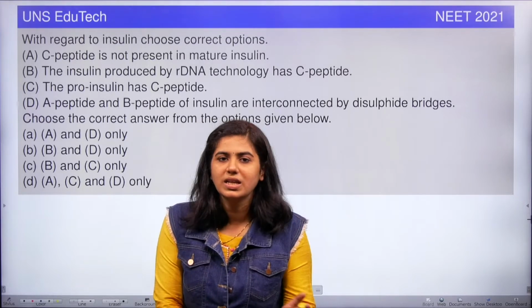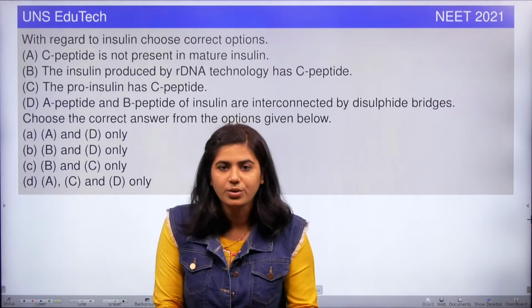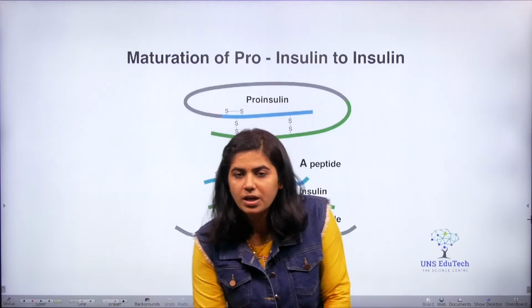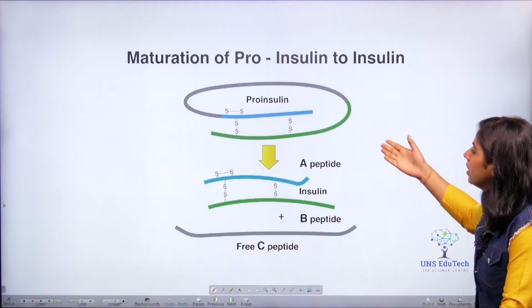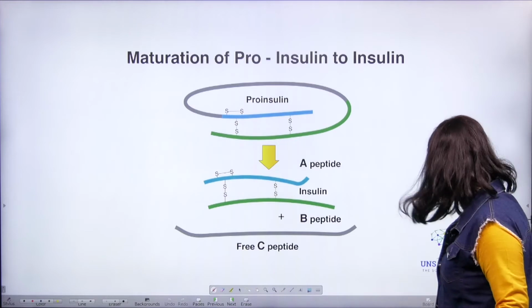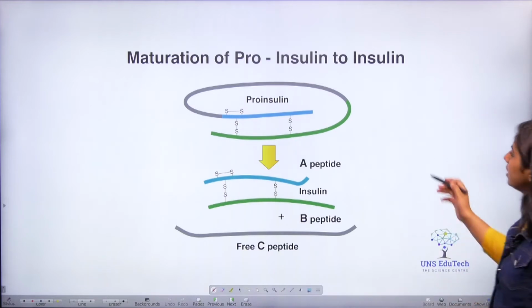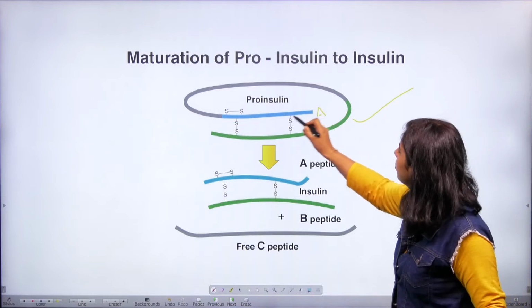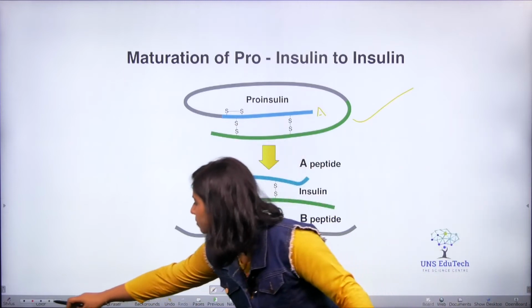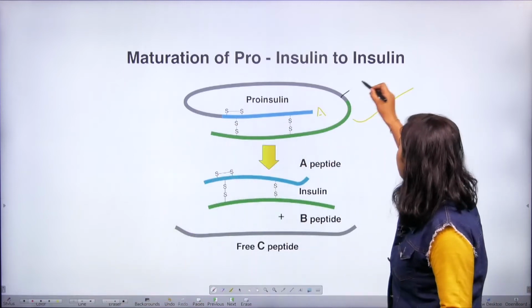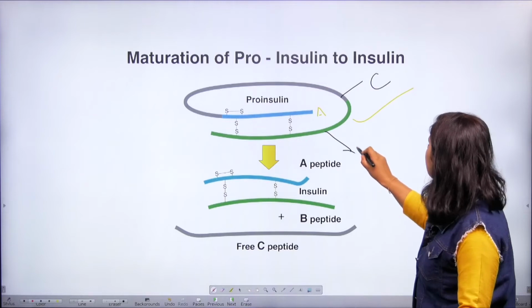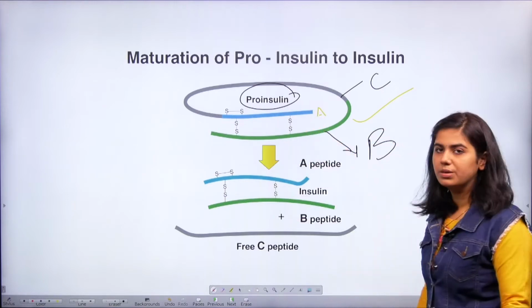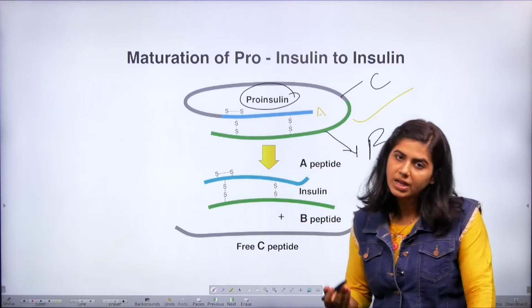So as usual, let's see what is insulin, how it is produced, what is rDNA technology, and let's come to the answer. In your text, you might have gone through a picture like this, right? In this picture, you can see that the pro-insulin is produced like this. The blue color is the A peptide, the grey color is the C peptide and the green color is the B peptide.